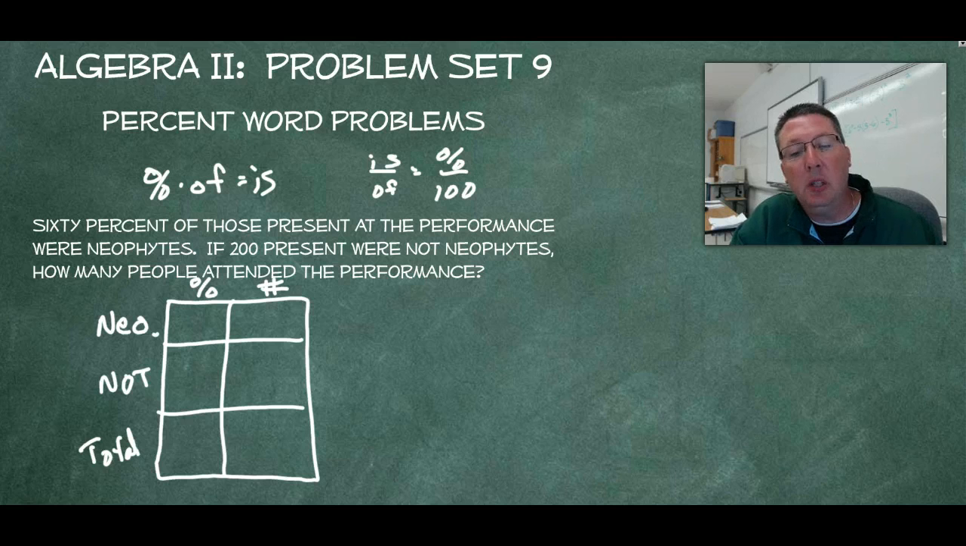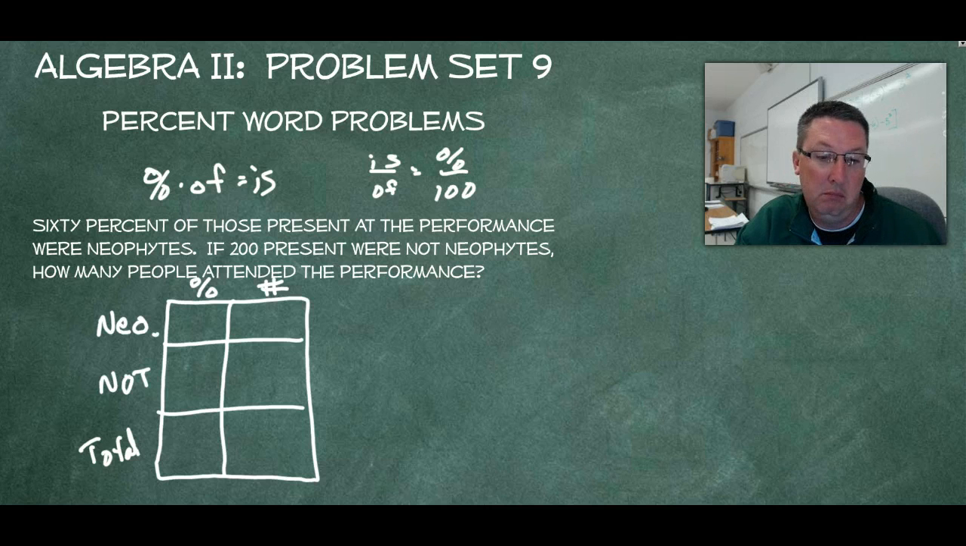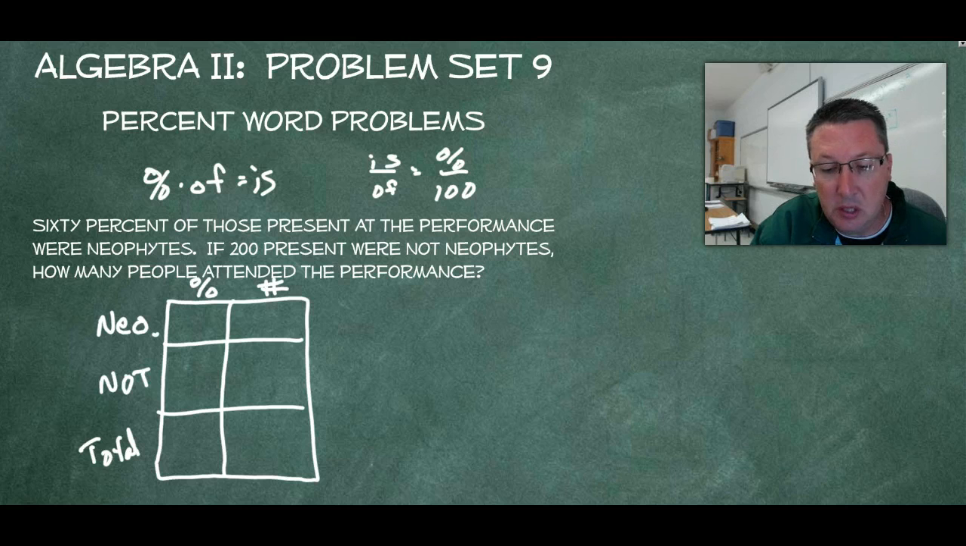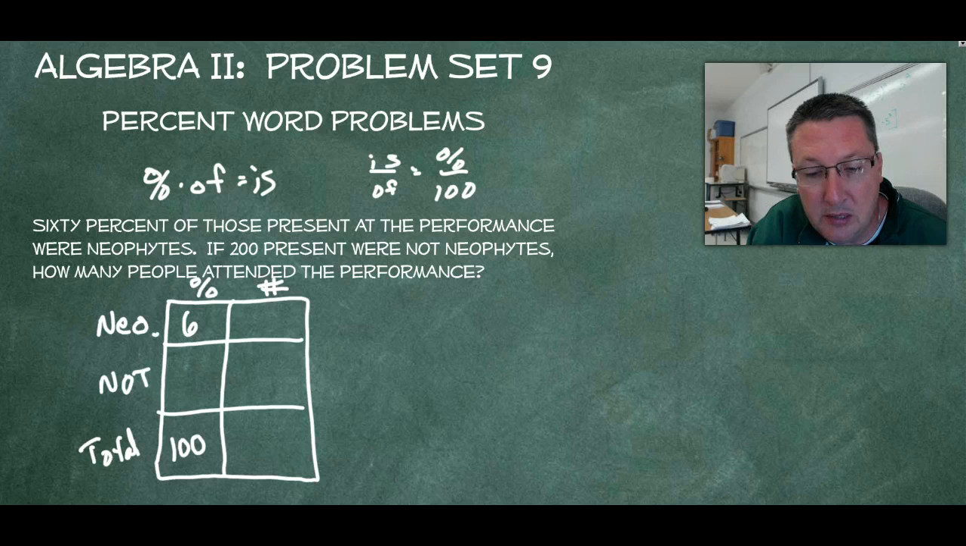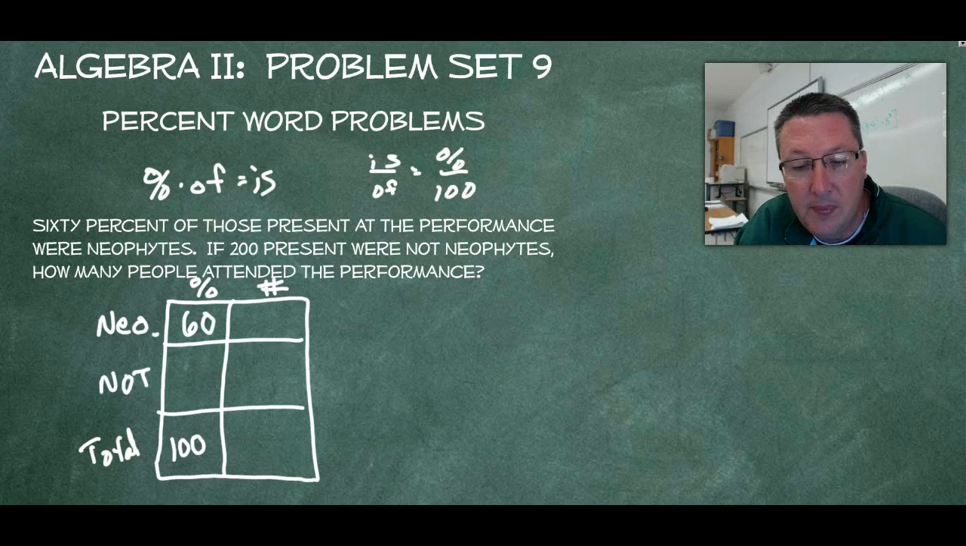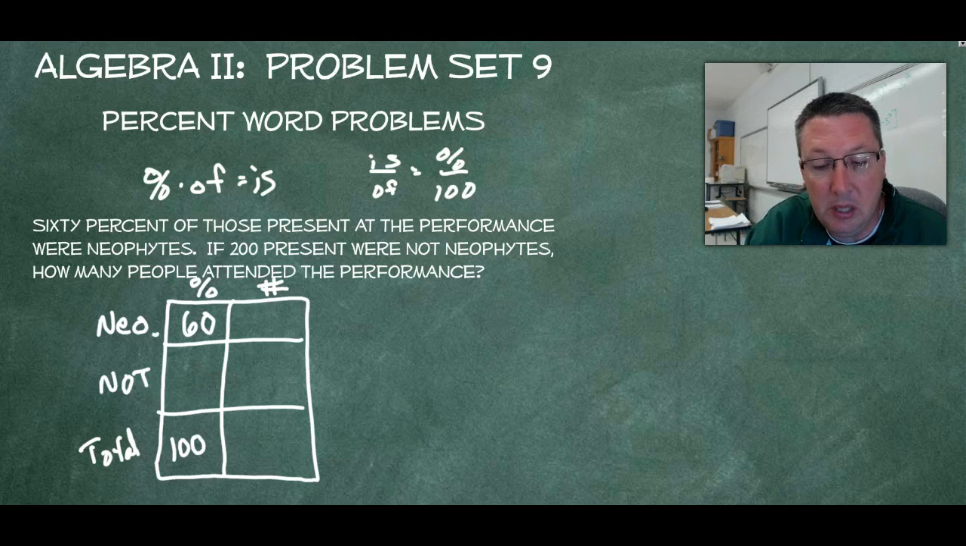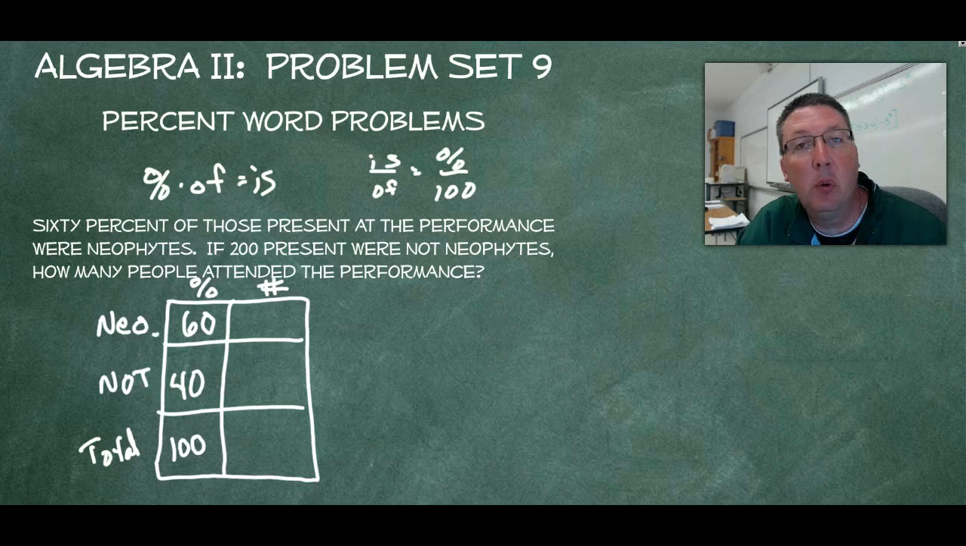When we set up these tables, somewhere on that percent side we have to have 100%. So you need to think, where does it go? Almost always it's going to be the total. That's 100% of the people at the performance. Now we look at our problem and pull out the stuff that we know. We know 60% of those present were neophytes, so I'm going to put 60% in the neophytes. So that leaves how much for the nots? Well, they have to total up to 100%, which means that needs to be 40.